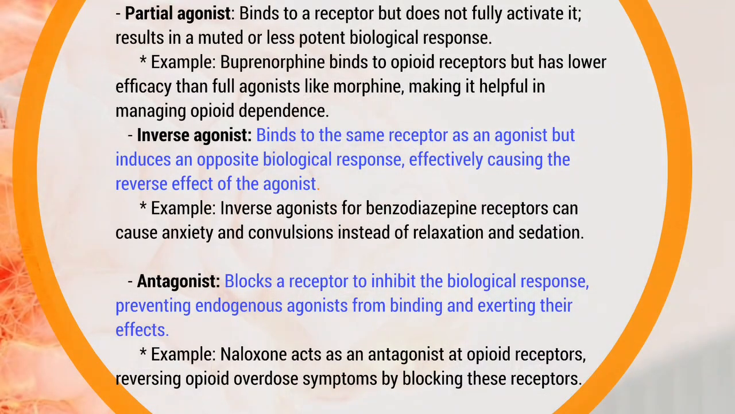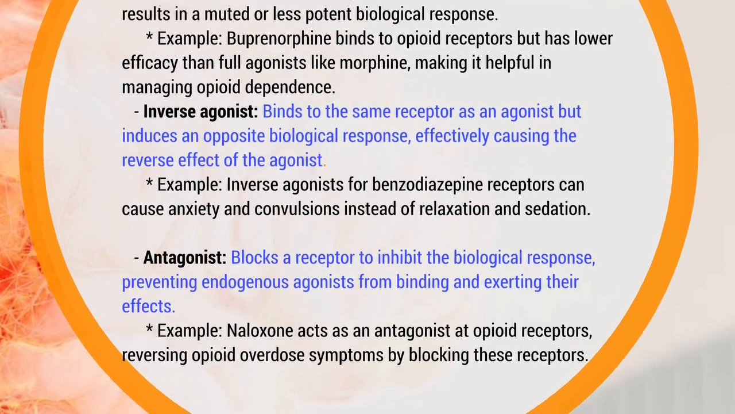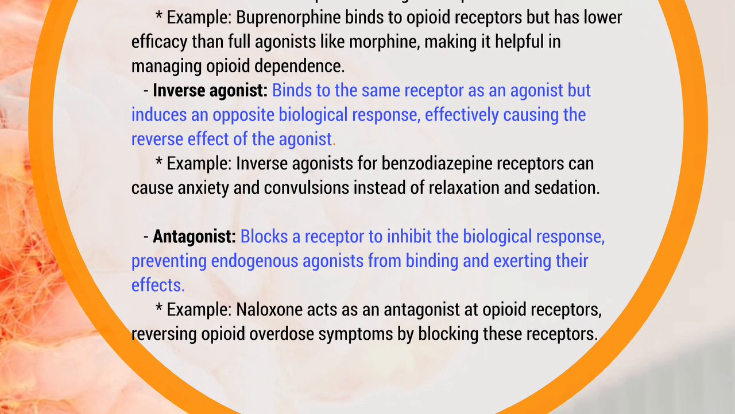So the inverse agonist is the same concept as the agonist, however in the inverse order. It does produce a biological response. The antagonist doesn't. It just binds and blocks. That's it. Okay? Don't get them confused, guys, please. One example of an antagonist is naloxone, which acts as an antagonist at the opioid receptor, reversing opioid overdose symptoms by blocking those receptors.